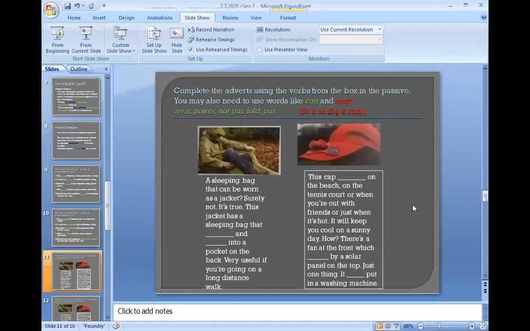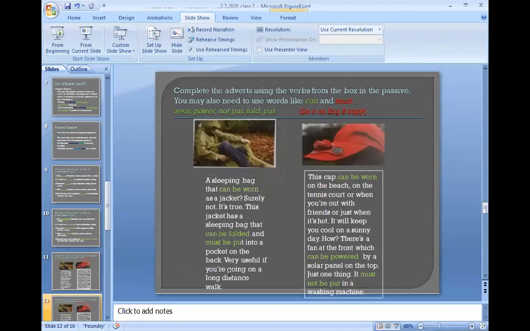First one is can be worn. Can be worn. Yes, that is correct. Second is can be powered. Okay. What is the power? Power is given by the solar panel. So can be powered. And last is must not put. Now see the possible answers I have solved for you. So you can see this. When I send it to you, you can note it down also. All right.